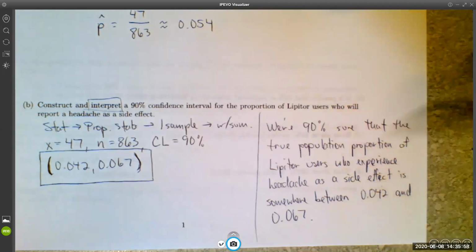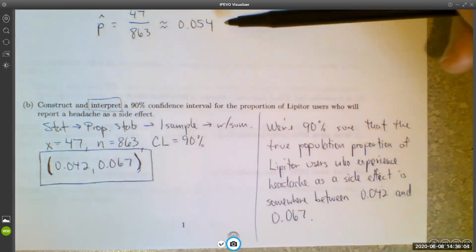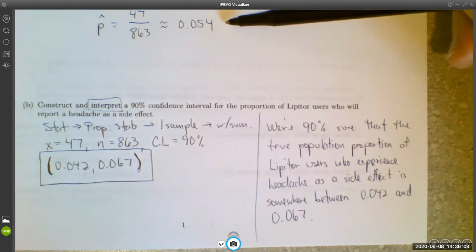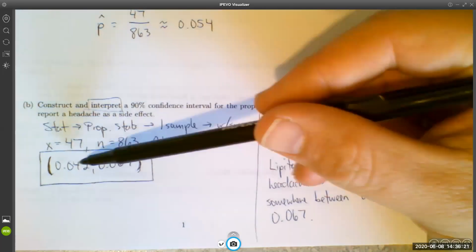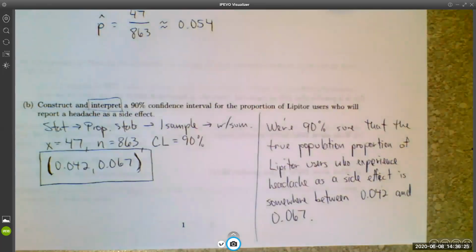And I want to contrast that with part A, right? In part A, the sample proportion was 5.4%. But if I were to ask you something like, how confident are you that the true population proportion is exactly equal to 5.4%? Your answer should be 0, right? We are not sure at all that this is the true population proportion. But we can be 90% sure that it's somewhere between 4.2% and 6.7%, okay? So hopefully that makes some sense.